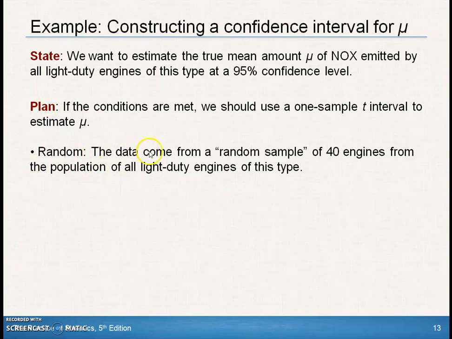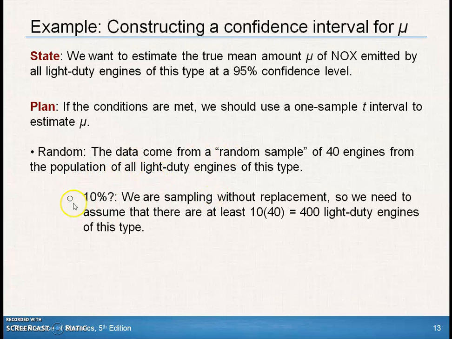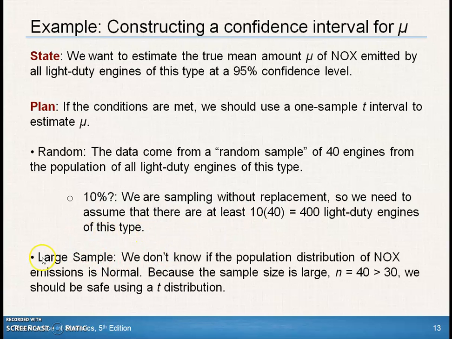So, are our conditions met? Random: well, they said it was from a random sample of 40 engines. 10%: we're sampling without replacement. We're not putting the engine back, so we want to make sure that this 40 is not greater than 10%. So 10 times 40 is 400. Are there at least 400 light-duty engines of this type? I think there are. And then the large sample. We don't know about the population, if it's normal or not. But n is 40, which is greater than or equal to 30. We should be safe using the t-distribution.